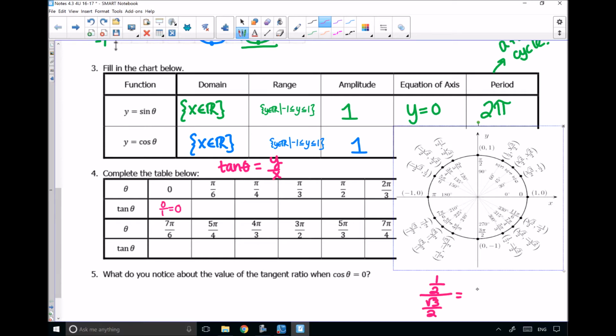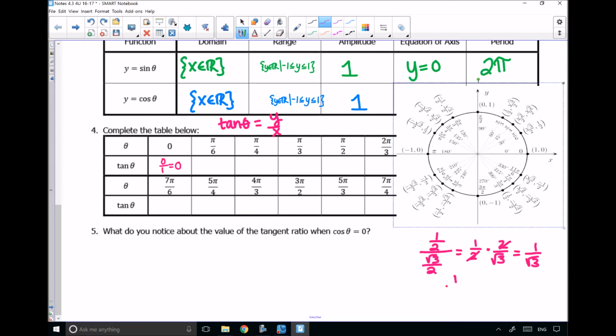Okay, so that's essentially saying 1/2 times 2 over root 3. My 2's cancel out, so I end up getting 1 over root 3. But my problem right here is I'm not allowed to get a radical in my denominator. So I have to rationalize it by multiplying by root 3 over 3. So we get root 3 over 3 as my answer right here.